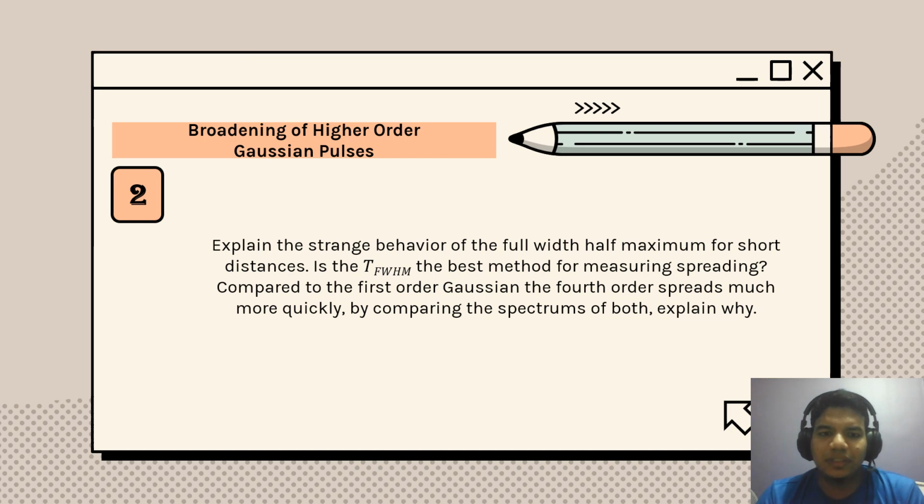Next, the question asked to explain the strange behavior of the full width half maximum for short distance, and whether the TFWHM is the best method for measuring spreading. We need to compare the first order Gaussian and the fourth order, why it spreads much more quickly, by comparing the spectrums of both, and we need to explain why.